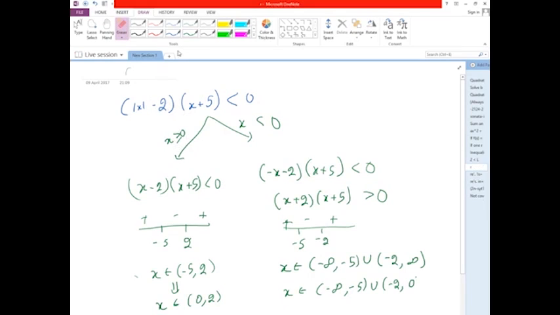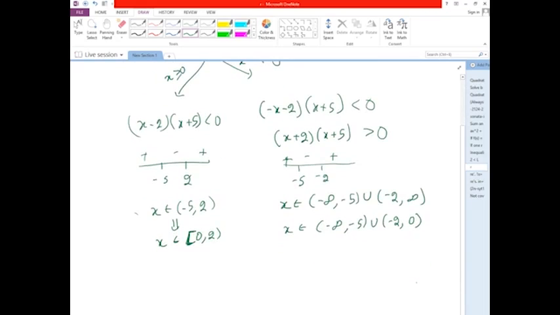So this is for x greater than or equal to 0. When you put this condition here, you will have to include 0 as well, because 0 is included on that side. And on this side you just get minus 2 to 0. And then you can combine both of these to get the final answer.